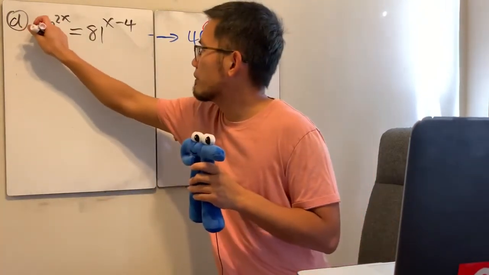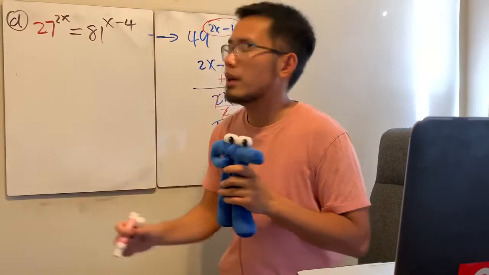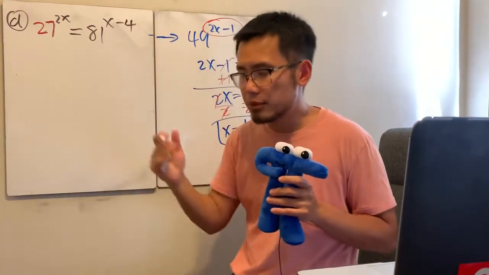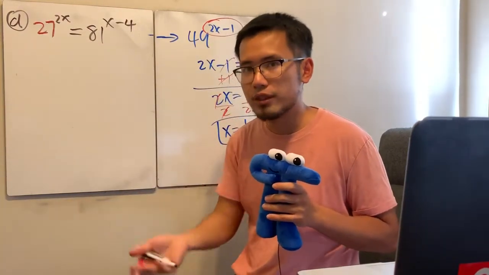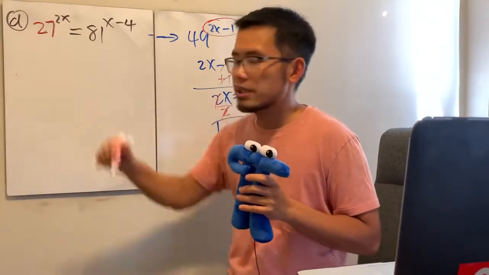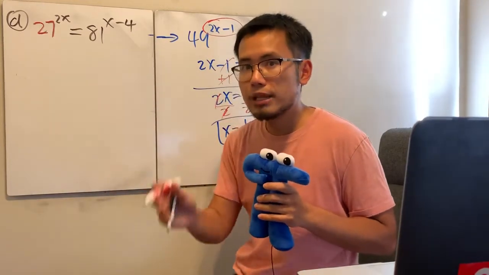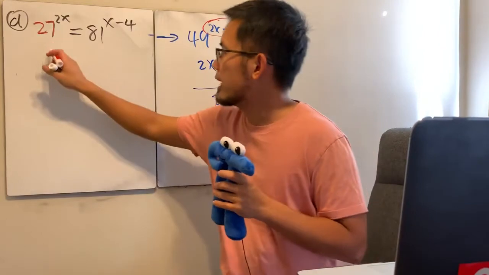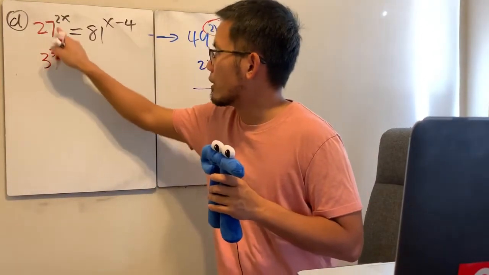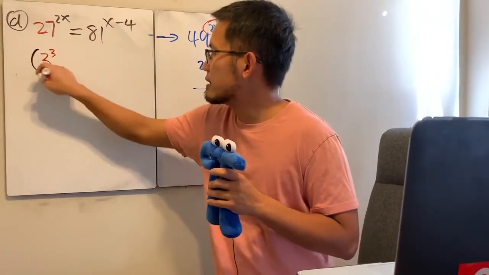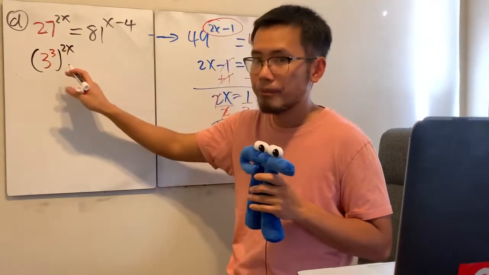So right here, have a look. Here is 27. Break it down. 9 times 3 is 27. You can break down 9. In another word, this is the same as 3 times 3 times 3, right? Because that would be 27. So 3 to the third power. And then you raise this to the 2x power.